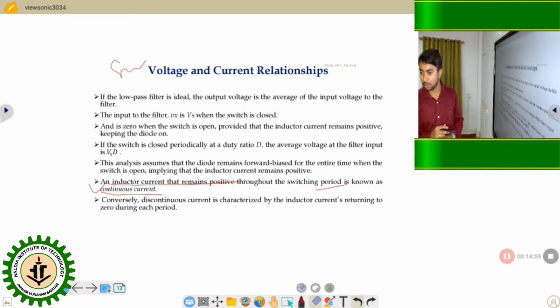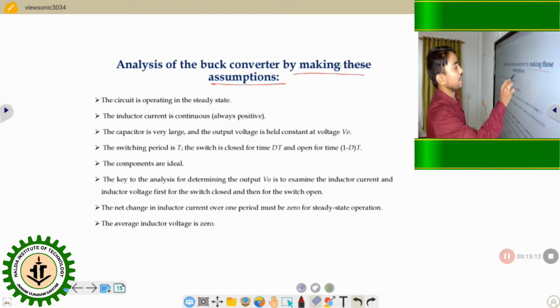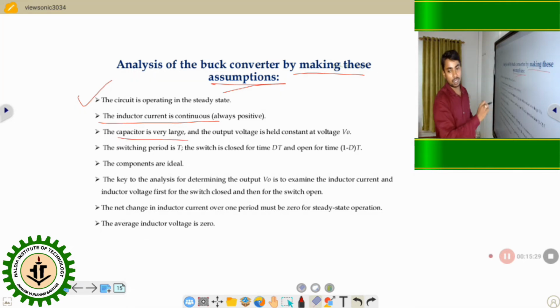Now, before starting the circuit analysis, some assumptions are required. The first assumption is that the circuit is operating in the steady state condition. In the steady state condition, the inductor current is continuous, always positive, not discontinuous. This capacitor we use for the filter purpose must be very large, and the output voltage is held constant at the voltage V0. So the output voltage will be kept constant when we use a large capacitor.